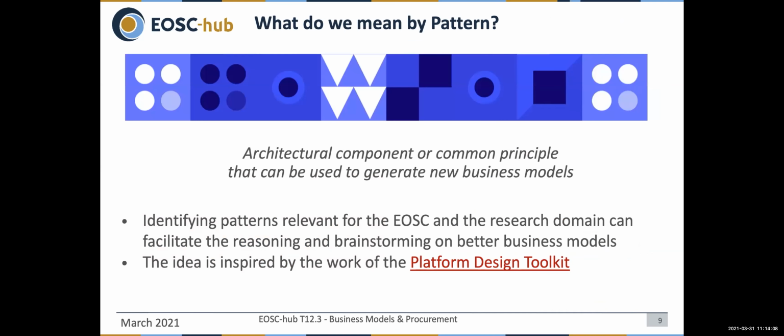Another concept that we will use for this part of the presentation is the concept of pattern. We borrowed this concept from the work of the Platform Design Toolkit.